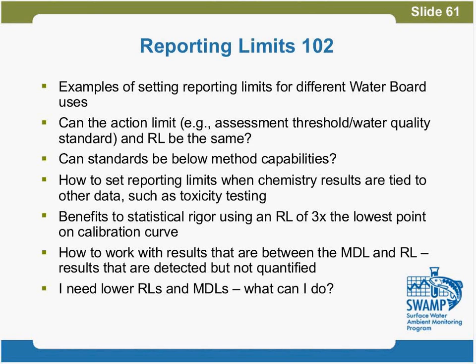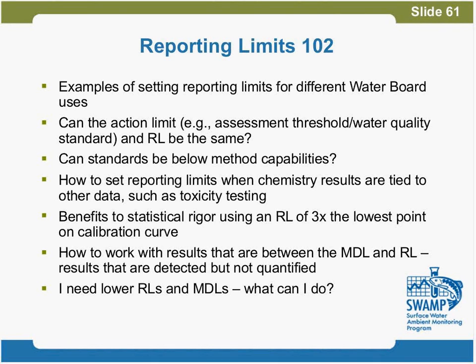One of the questions that I get a lot is, can the action limit and the RL be the same? And we talked about that sort of golden area, the protection of the standard, can be the same in some circumstances. You just have to understand how that affects usability, and we could go into that in another course. Can the standards be below method capabilities? What happens if you set some sort of standard, like that there are in the California Toxics Rule some numbers that are below analytical method capabilities, even at state of the art? And so what do we do with those? How do we work with them?